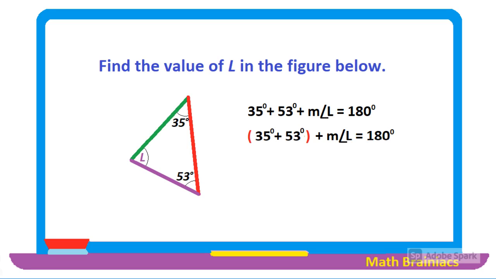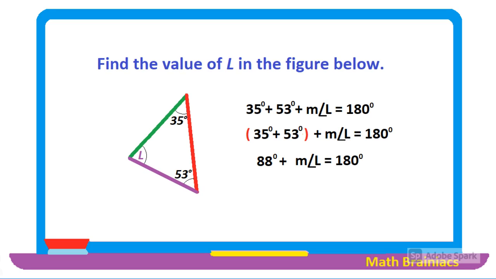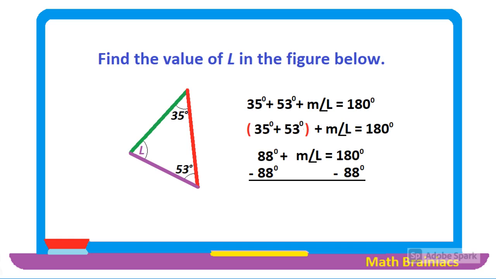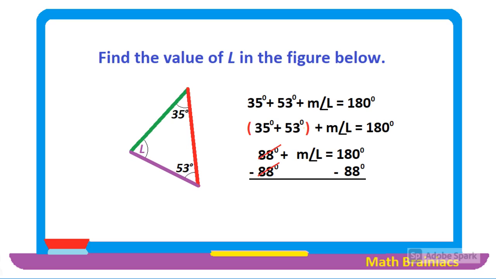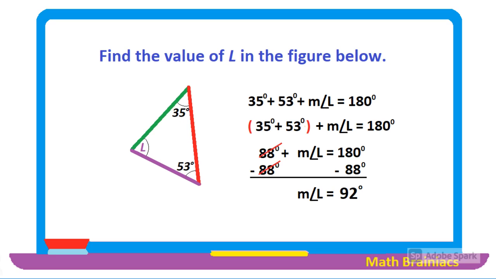We are going to add like terms, 35 degrees plus 53 degrees. And it will give us 88 degrees plus the measure of angle L is equal to 180 degrees. To solve for the measure of angle L, we are going to subtract 88 degrees on both sides of the equation. In this regard, we can cancel out the 88 degrees on the left side of the equation. And we can subtract 88 degrees from 180 degrees. Correspondingly, the measure of angle L is equal to 92 degrees.